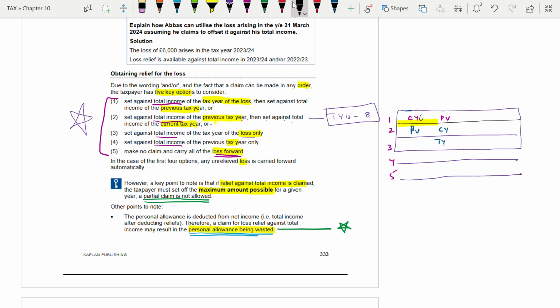This is the tax year. Third option is you can take it on the tax year. Fourth option is you can take it to the previous year. The fifth option is you carry forward.